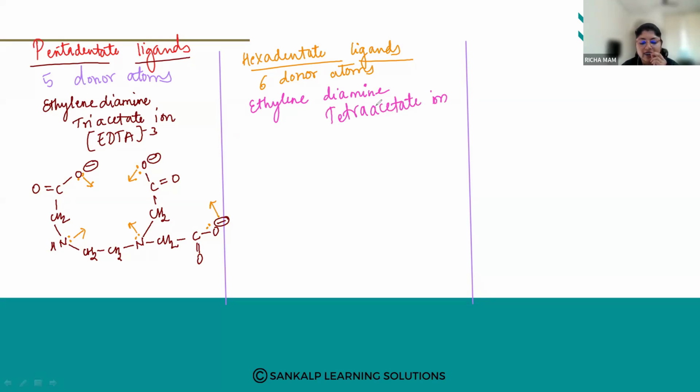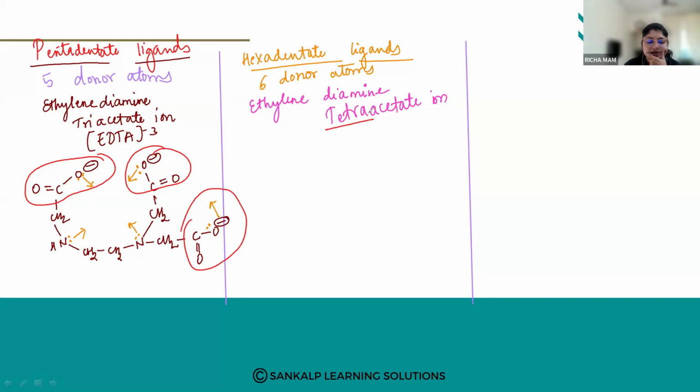Tetra means 4 acetate ions. Here you can see there are 3 acetate ions. Okay, so this is 1 acetate, this is another acetate, and this is the third. So there are 3 acetate ions. Here there will be 4, tetra. So let me write the structure now. It will take more space, so let me write it in the structure.